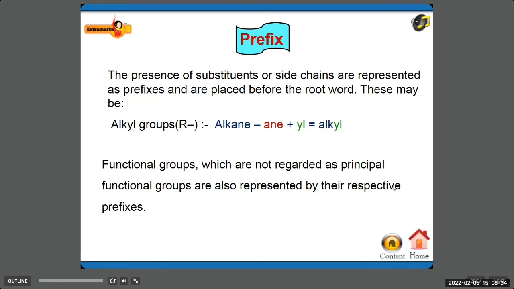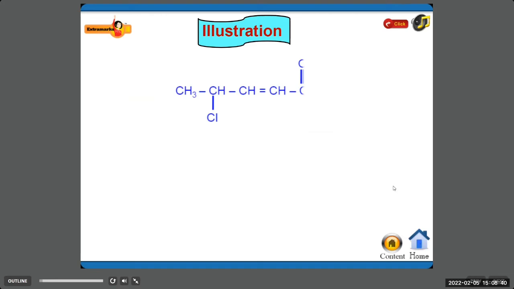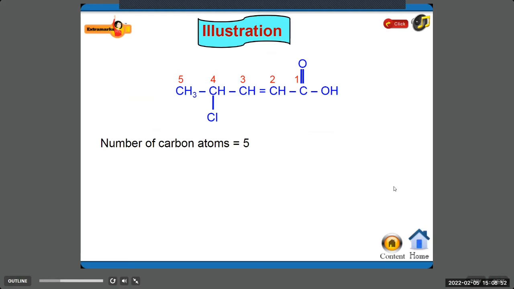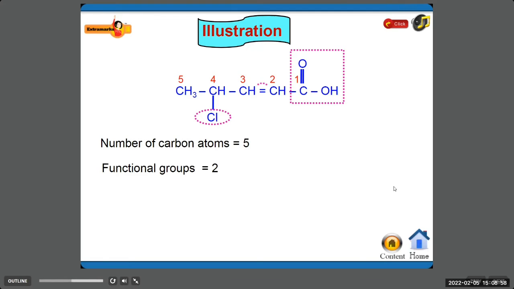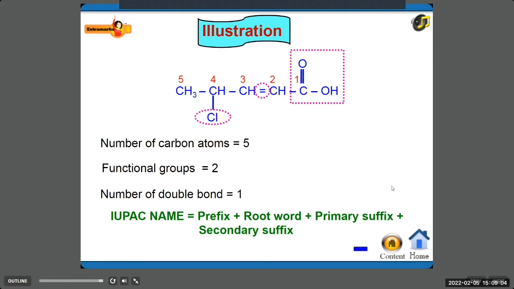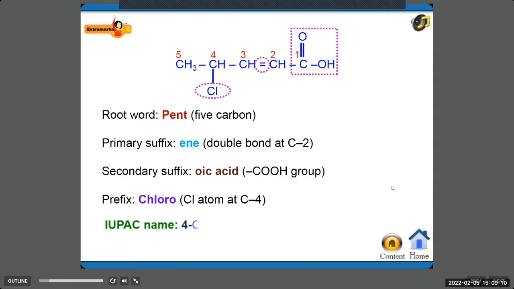Functional groups which are not regarded as principal functional groups are also represented by their respective prefixes. Let us consider the following compound. Can you write the IUPAC name of this compound? The compound has a chain of 5 carbon atoms. It contains 2 functional groups. It also contains a double bond. Thus, a complete IUPAC name of an organic compound may be represented as follows. So, the IUPAC name of this compound is 4-chloropent-2-en-1-oic acid.